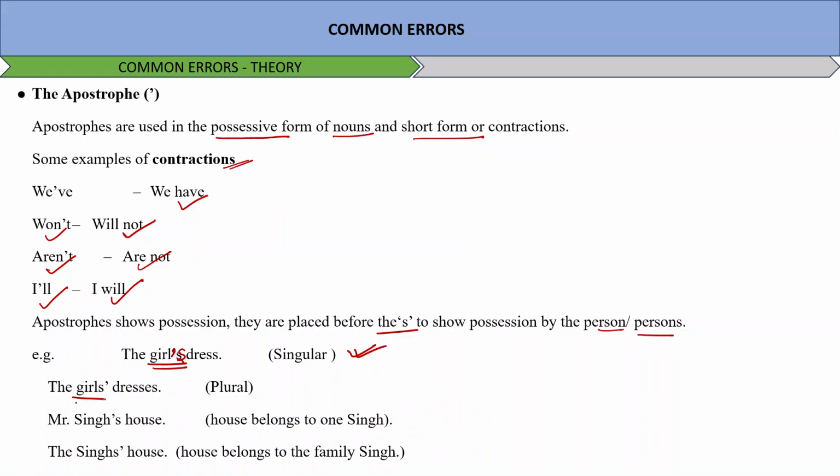But if the subject is plural, the girls' dresses, all of the girls and all of their dresses, we are talking about all of them. It becomes plural, so I'll use just an apostrophe here. Mr. Singh's house, one particular person's house. Whereas if I say Singhs' house, I will use Singhs', I'm talking about all the members, right? This is how we'll be using the apostrophe.